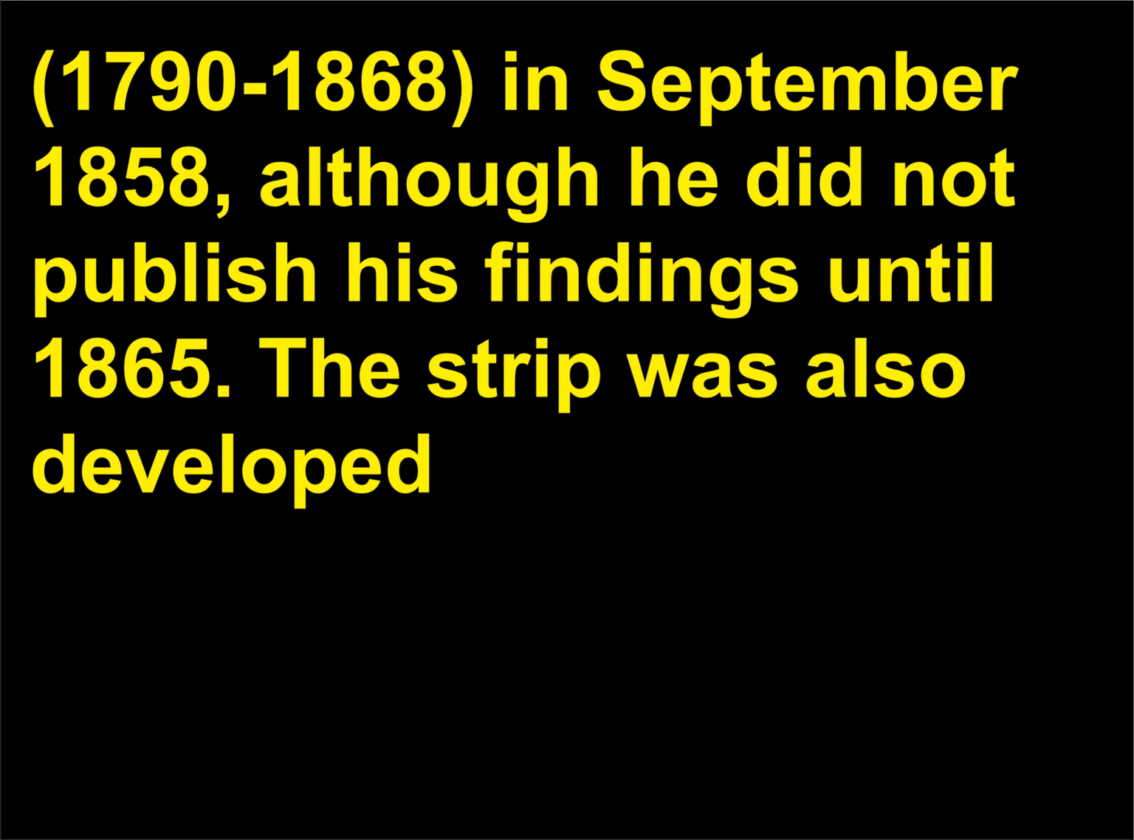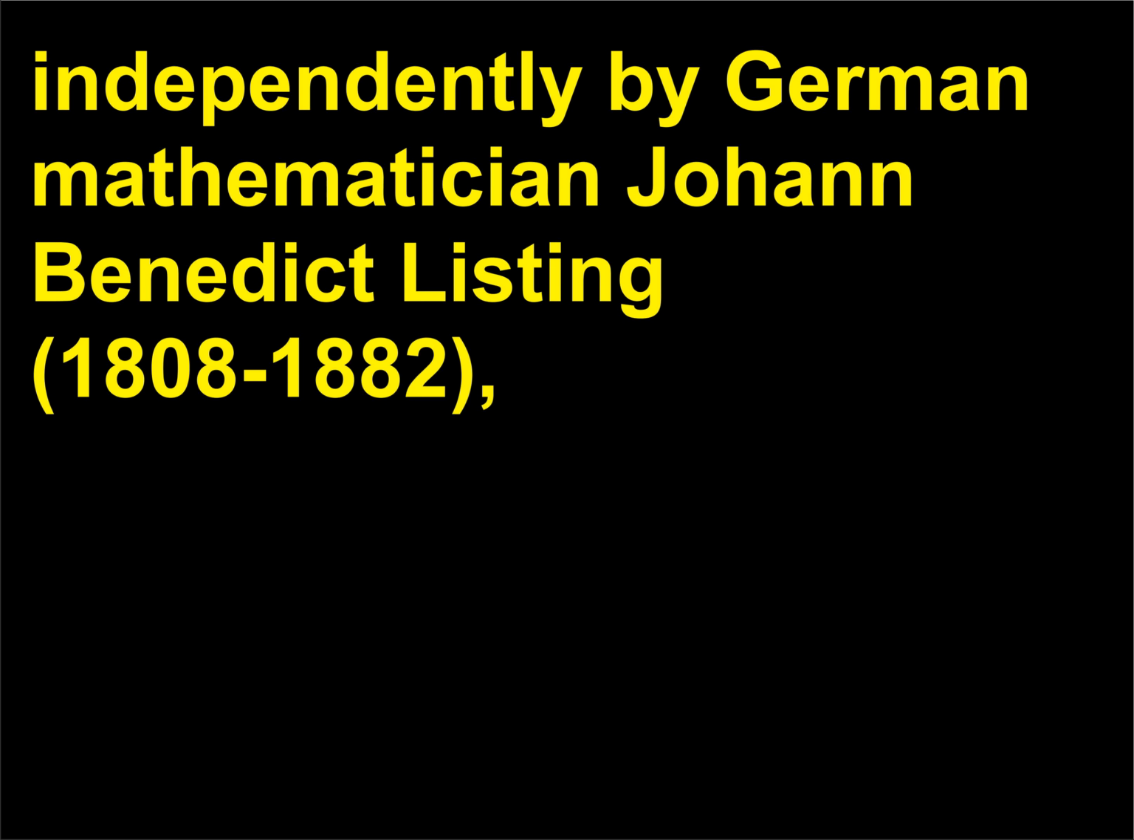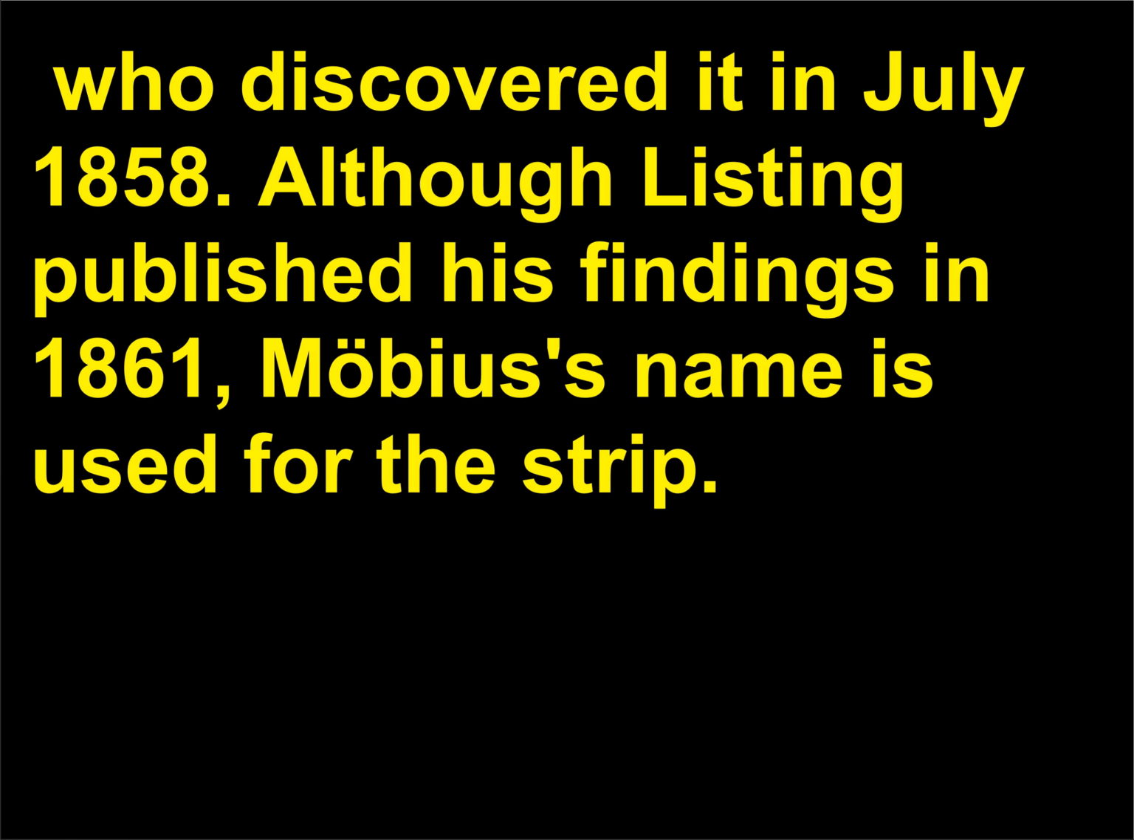The strip was also developed independently by German mathematician Johann Benedict Listing, 1808 to 1882, who discovered it in July 1858. Although Listing published his findings in 1861, Mobius's name is used for the strip.